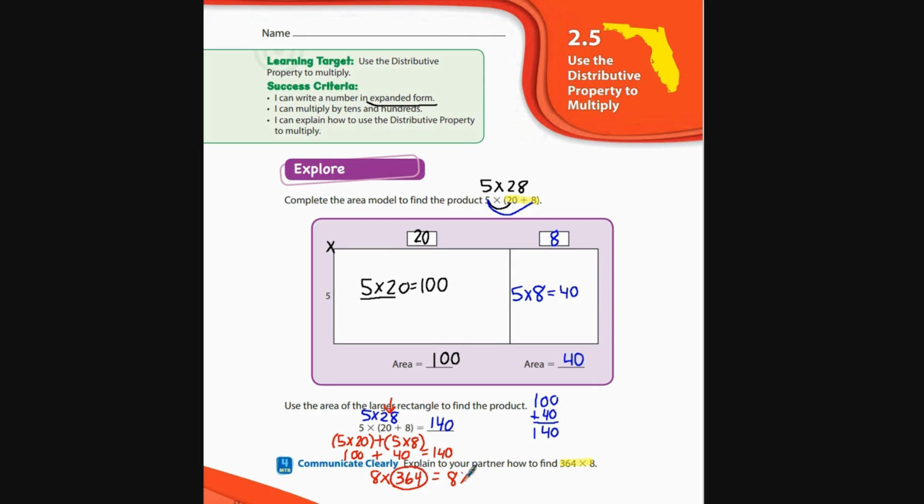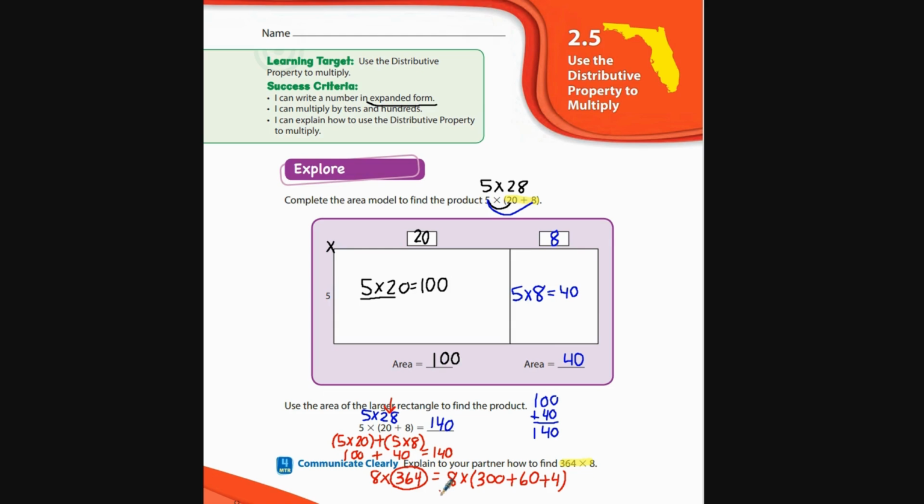That means that I'm going to do 8 times. Now I'm going to put parentheses. Let's expand that number. How many hundreds? 300. 300 plus. How many tens in this number? 6 tens. 6 tens is 60. Plus again. How many ones? 4 ones. Now I close the parentheses.